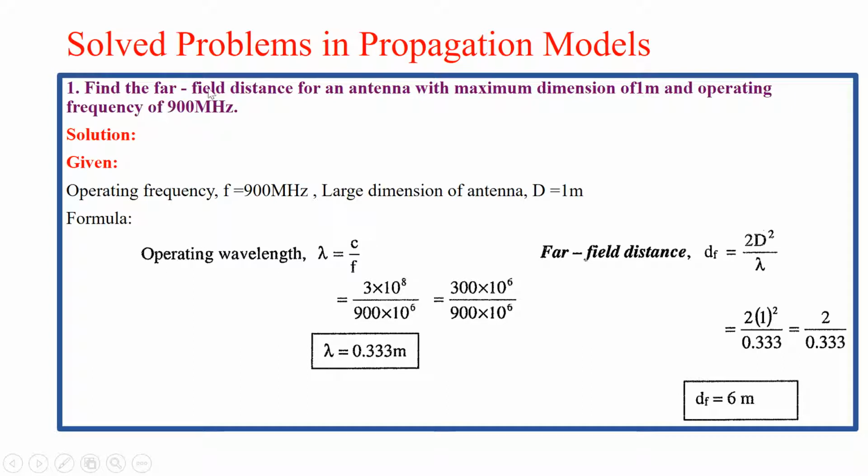Now what is my aim? I have to find out the far field distance for an antenna. As discussed in the free space propagation model, my far field distance formula is given by df is equal to 2d squared divided by lambda. D, which is given in the sum, is the largest dimension of the antenna, d equal to 1. I substitute it here, divided by lambda, which I have just found. When I manipulate it, I get my far field distance to be 6 meter.